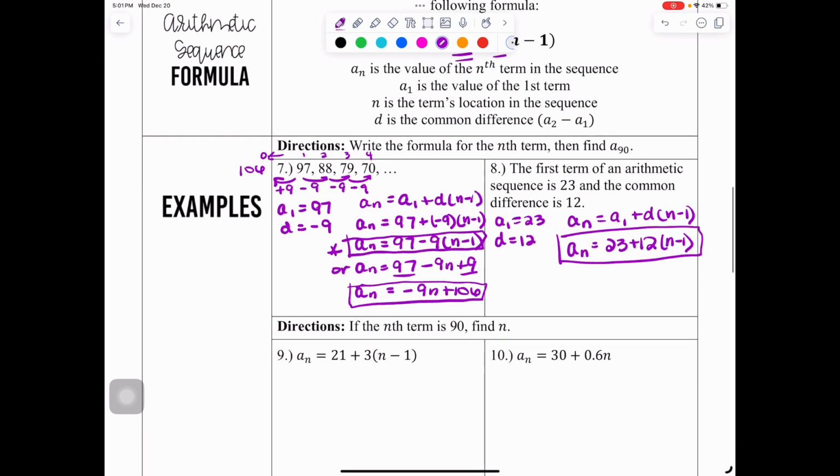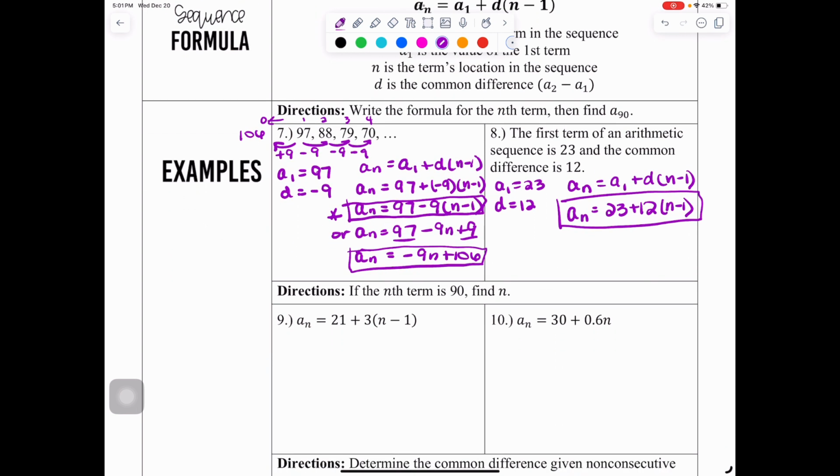Then if we look down here, we also want to be able to, well, before we do that, let's take a look. It said write the formula for the nth term and find a sub 90. So we're running out of room here a little bit. I'm just going to work my way over here. If I then want to find the 90th term, I'm going to do a sub 90 equals. I'm going to replace the n with 90. And that means in the formula, I'll also replace the n with 90.